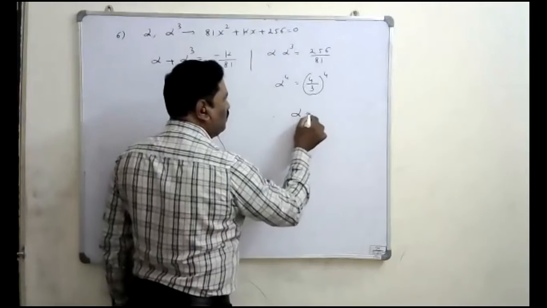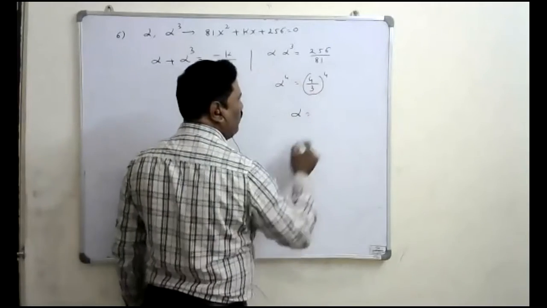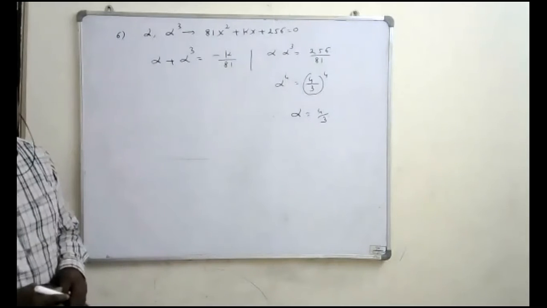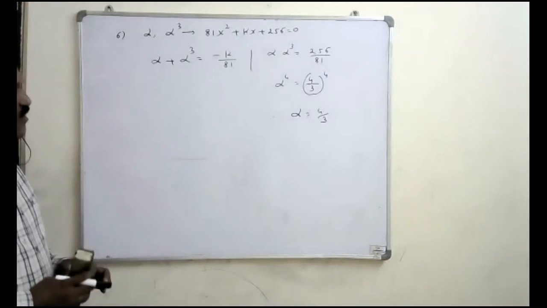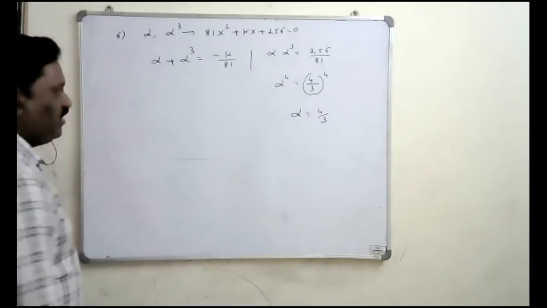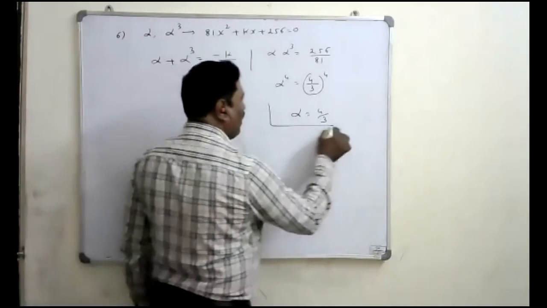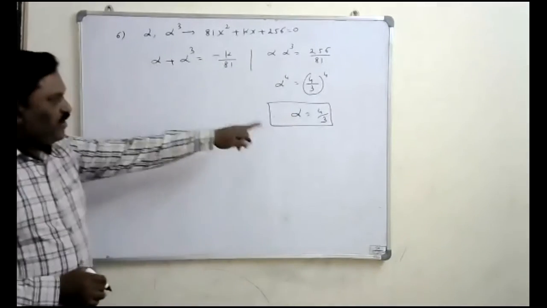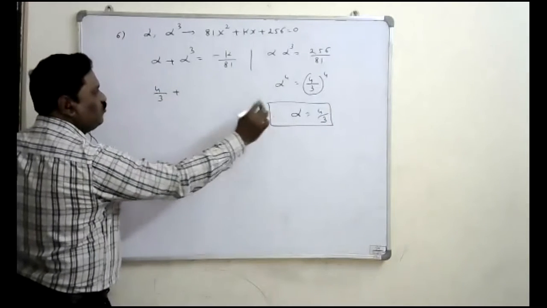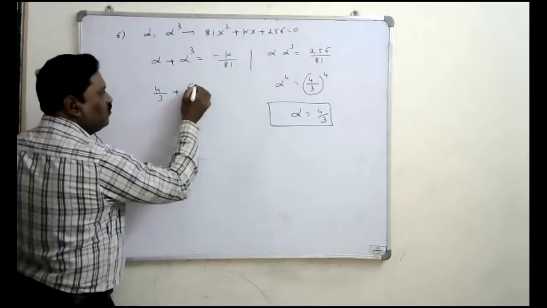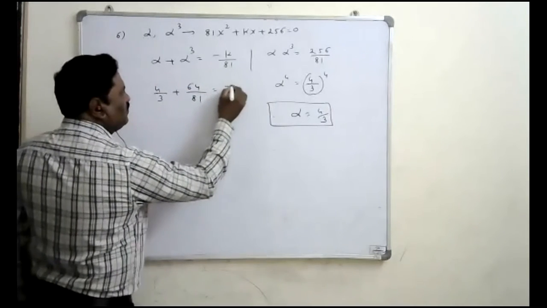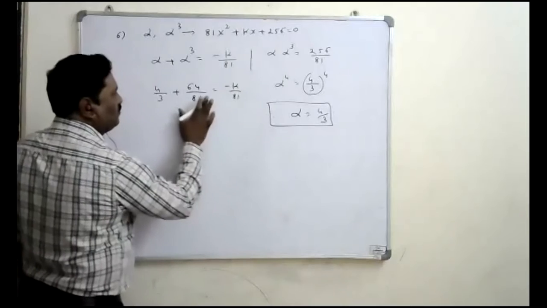Therefore alpha equals plus or minus 4 by 3. So one root we got is 4 by 3. Keep that 4 by 3 here. The sum is 4 by 3 plus alpha cube, which means 4 by 3 whole cube, that is 64 by 27, equal to minus k by 81.